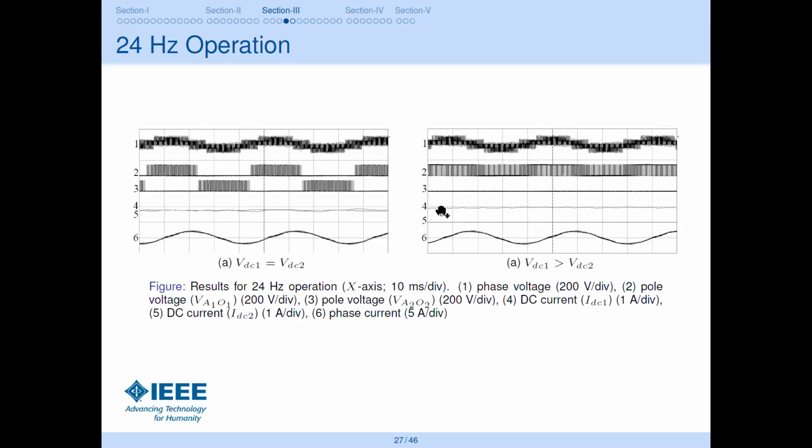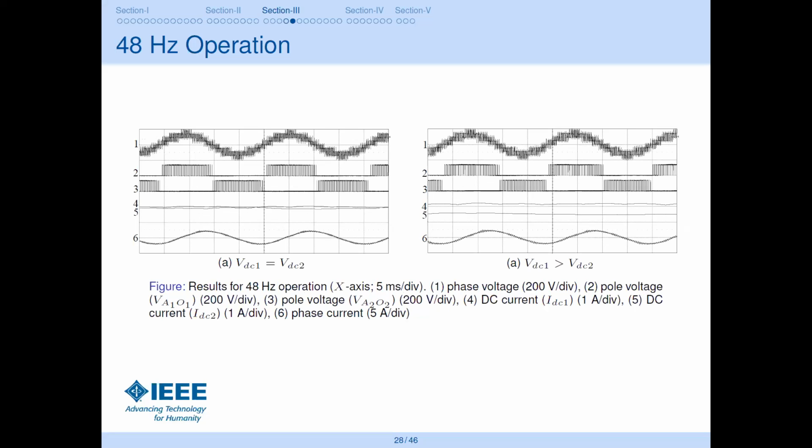And in the fourth and fifth traces, you can see that inverter 2 is not providing any current, or no DC current is flowing from inverter 2. Only inverter 1 is providing the current, and there is no variation or modification in the effective phase current too.